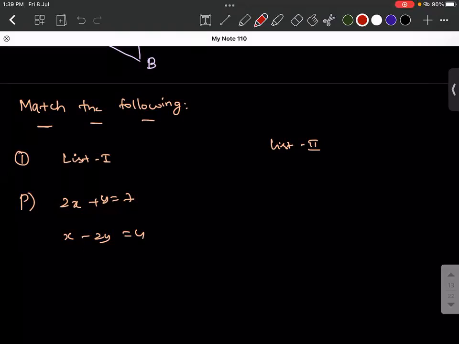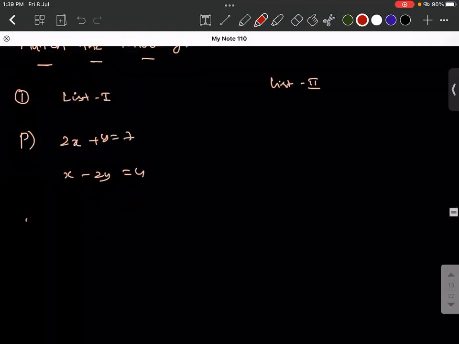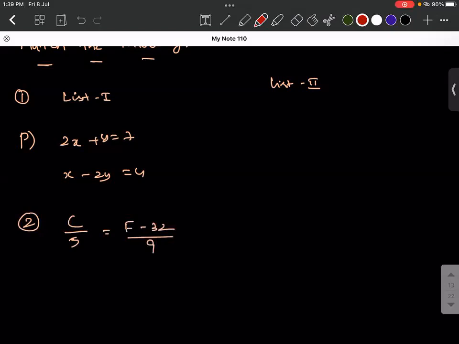Correct. Second, in European countries, temperature is measured in Fahrenheit, whereas in Asian countries it is measured in Celsius. Okay, so there is a mathematical equation. It is something like this: C by 5 is equal to F minus 32 divided by 9. So there is a relation actually. So they gave it as C is equal to (F minus 32) divided by 9 into 5. Okay, so match the following.